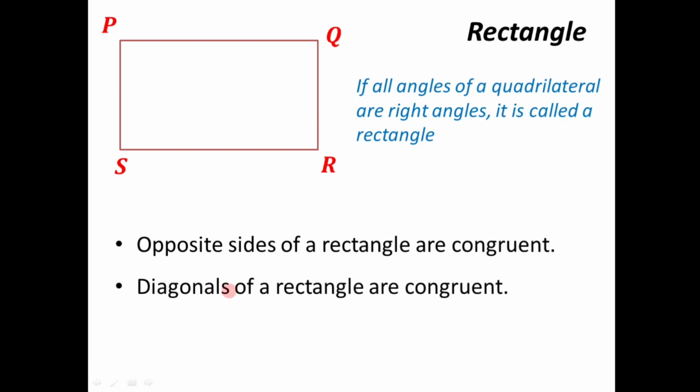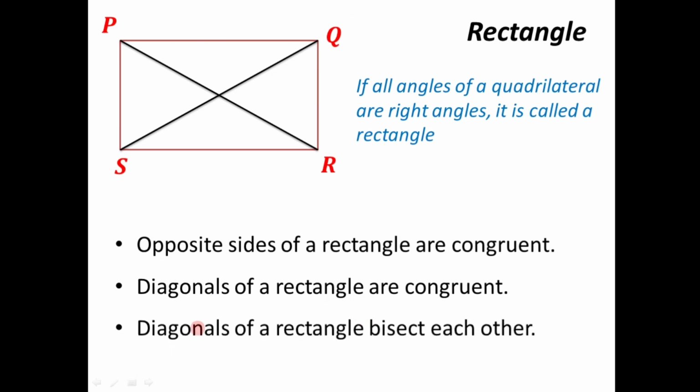The next property is diagonals of a rectangle are congruent. So if we draw the diagonals, it is diagonal PR and diagonal QS, they are congruent for the rectangle. This diagonal PR is congruent to diagonal QS. That is, diagonal PR is equal to diagonal QS. The next property of a rectangle is that diagonals of a rectangle bisect each other. So it is also the same property as a parallelogram. Diagonal PR and diagonal QS bisect each other.